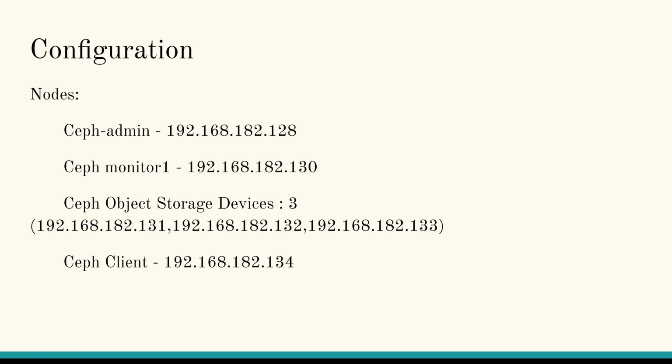And there are three OSDs, the object storage devices, which have the additional 30 gigabytes of storage in each. Their IP addresses are also mentioned here. And then finally, a Ceph client system, a separate VM or computer, and its IP address is also mentioned. So all these things are going to be part of the Ceph cluster. And finally, we're going to see how to carve a tiny portion of storage from a Ceph cluster for client purposes.